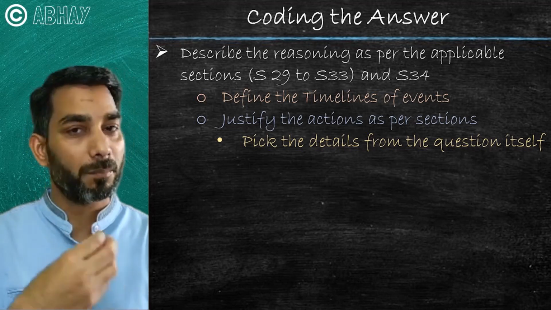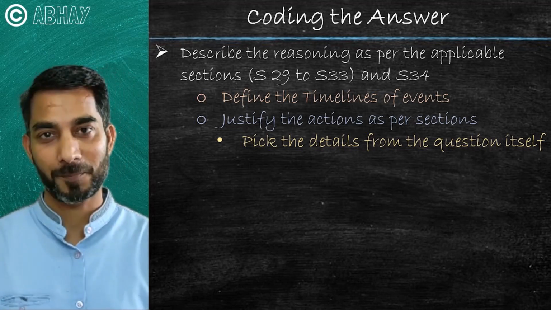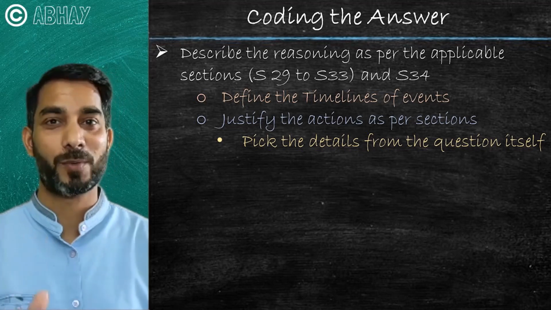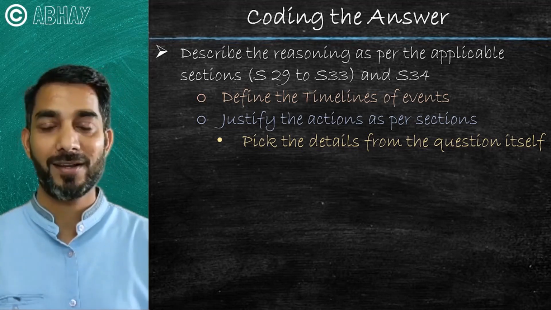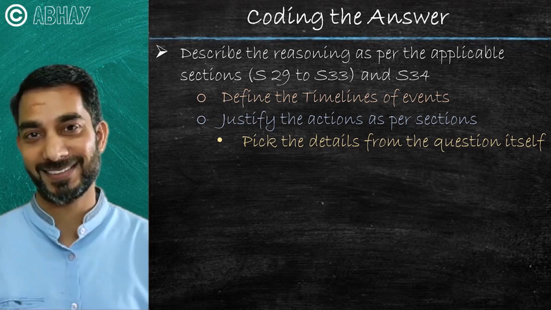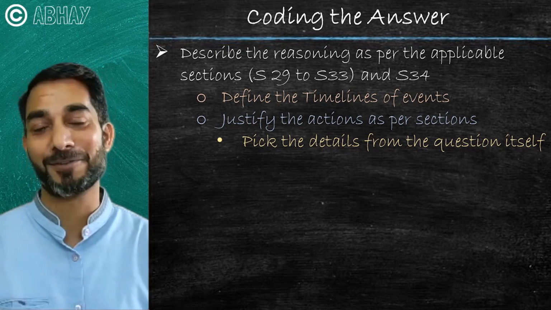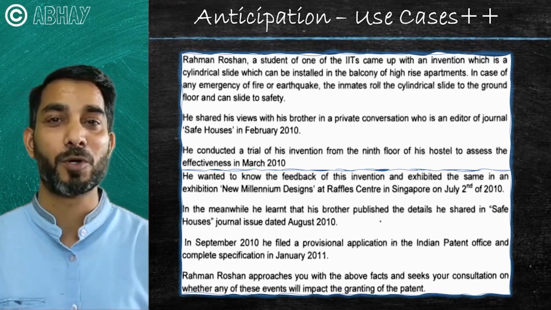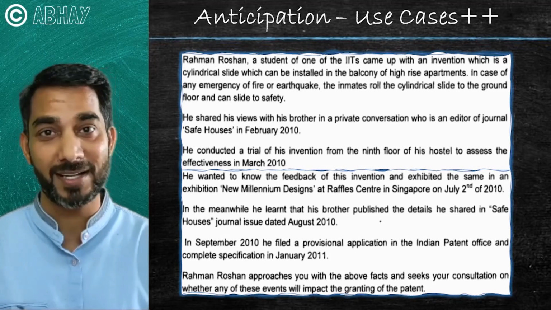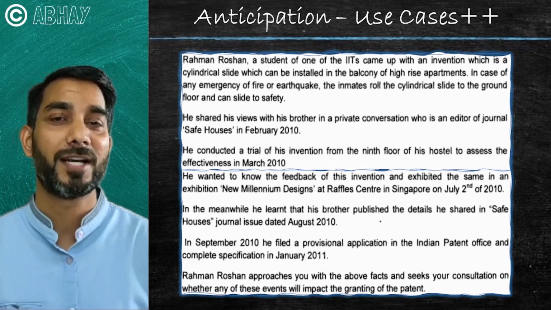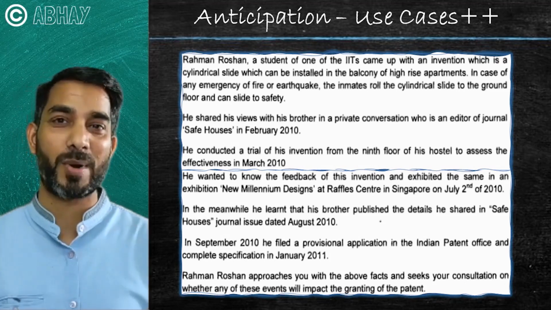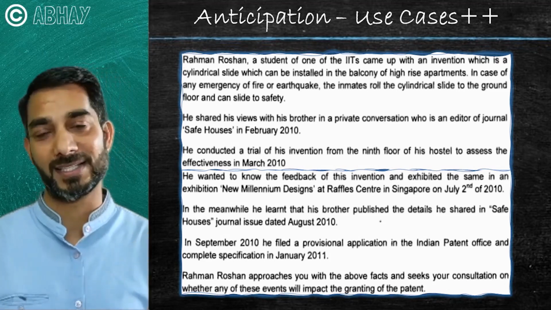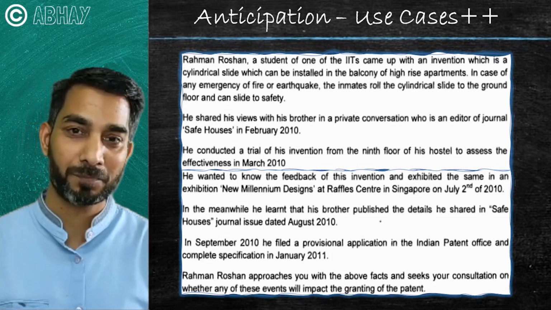What actions? Pick the details from the question itself. So we have reached that stage where we can read a question, decode the question, and codify the answer. Let's do that. Here's the first one. All such questions would be big in size because they have to describe the events, right? And from the events, you pick and choose where sections 29 to 33 can be applied to save your client's interest, right? Let's read this.